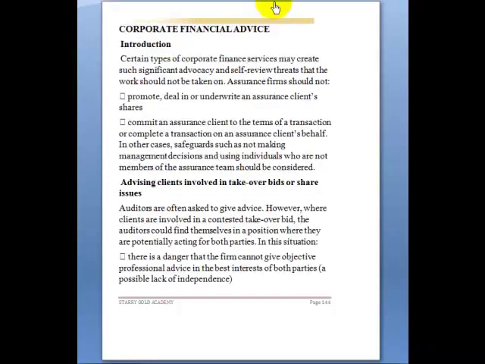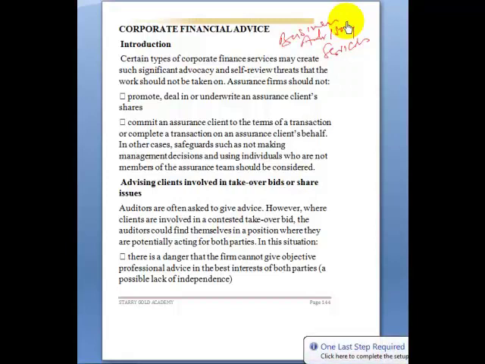Okay. What about the issue of corporate financial advice? I know many auditing firms have units they call, for example, advisory services, business advisory services. So many of them have departments like that. Certain types of corporate finance services may create such significant advocacy and self-review threats that the work should not be taken on.